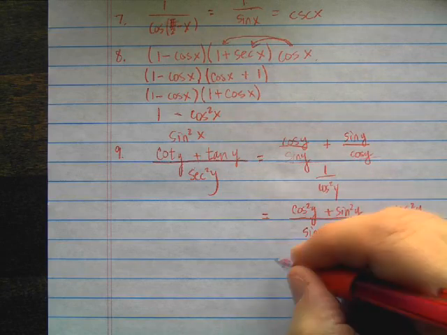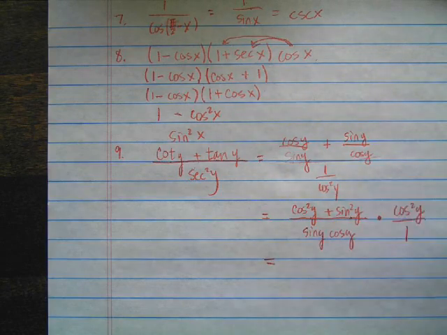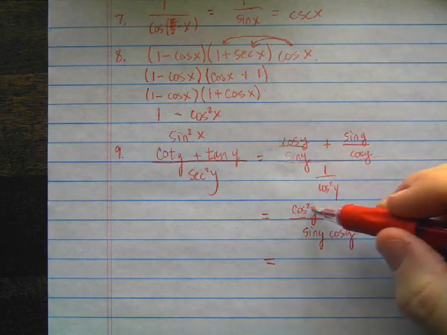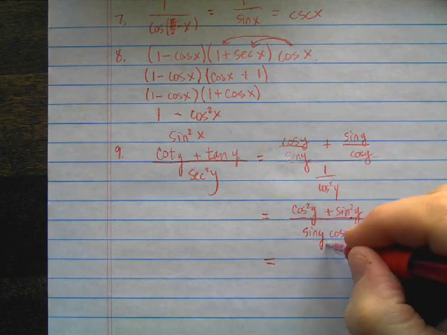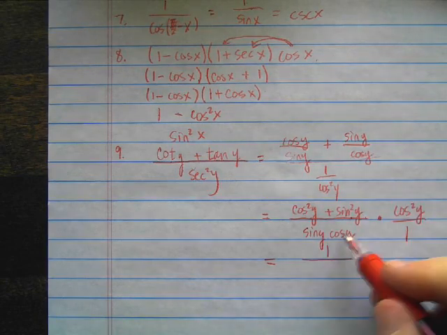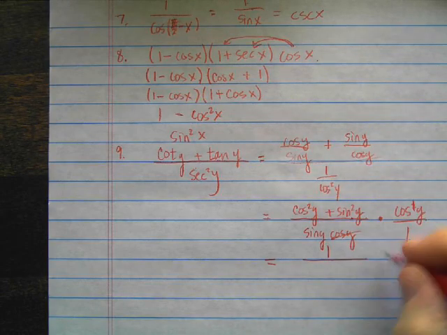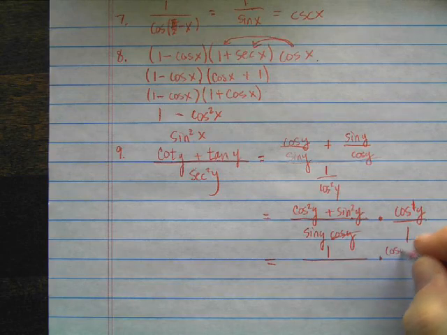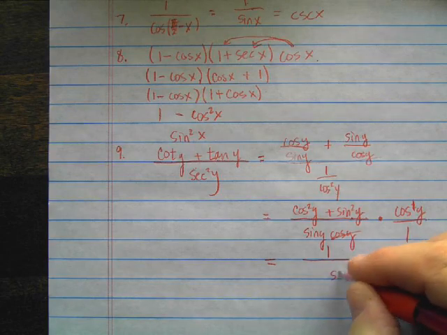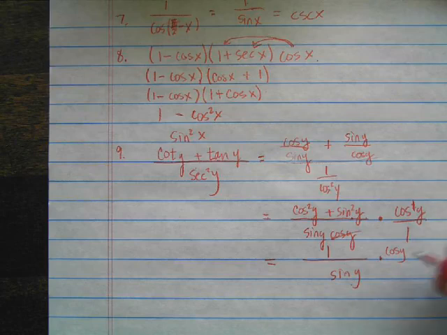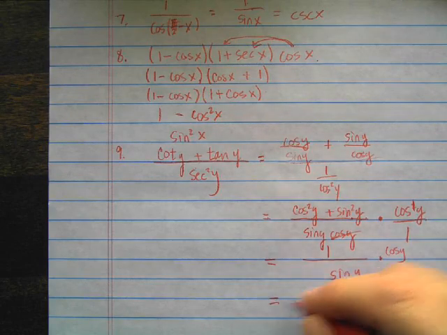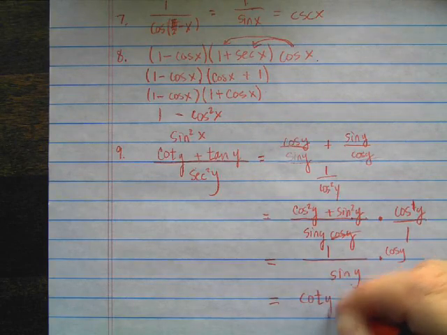And then we've done this problem multiple times. Cosine squared y plus sine squared y is 1. This cosine squared is going to cancel with one of these. And so I have times cosine y, and then that's over sine y. And cosine y over sine y is cotangent y.